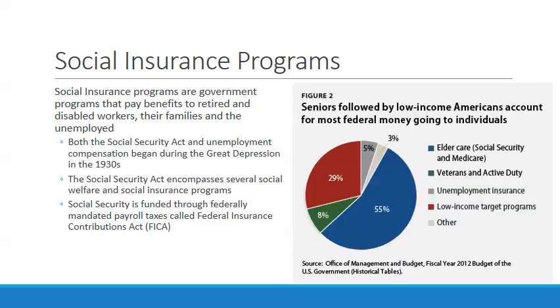So seniors followed by low-income Americans account for most federal money. That would make sense. You see 55% is elderly care, and then 29% is low income. Only 5% is unemployment, 8% veterans and active duty. So that's something to think about: you see a situation in which we're talking millions and millions of people are going to be entering retirement in the next 5 and 10 years. Those people are going to be added into that 55% figure too. And so it's just going to get larger.